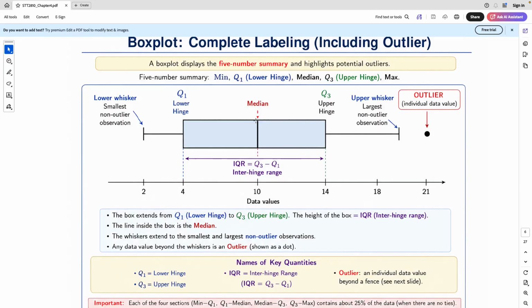Is that okay? So this is the median. And then this is the lower hinge or Q1, and this is the upper hinge or Q3. Is that okay? And then this whole thing here is the IQR.